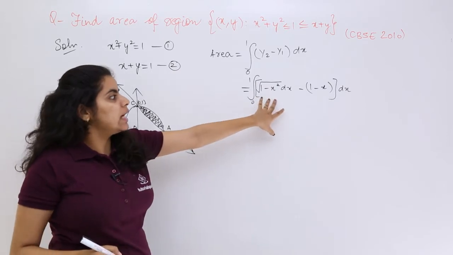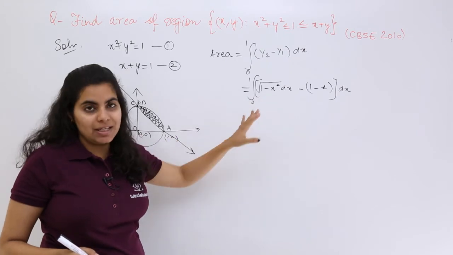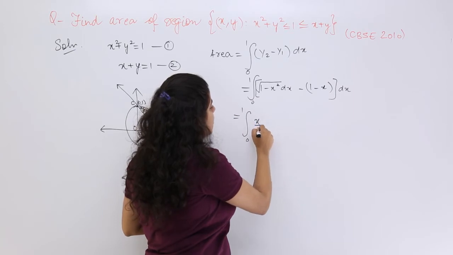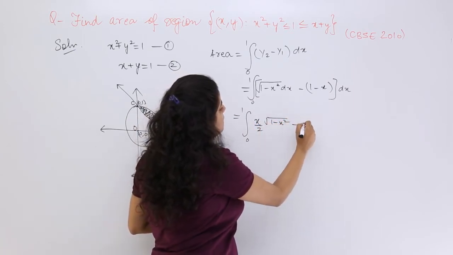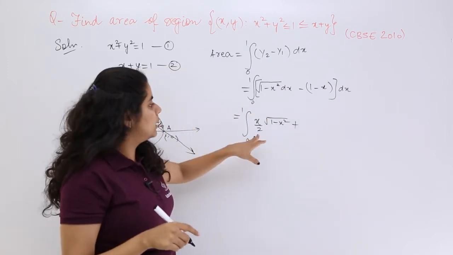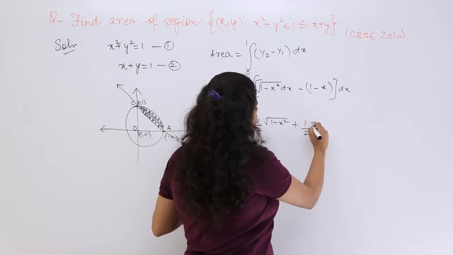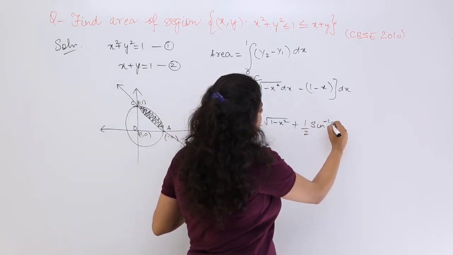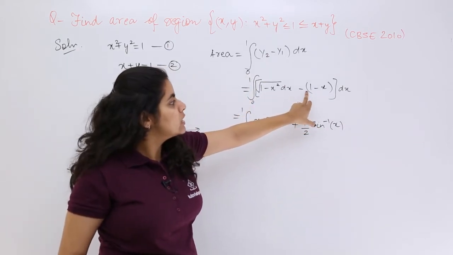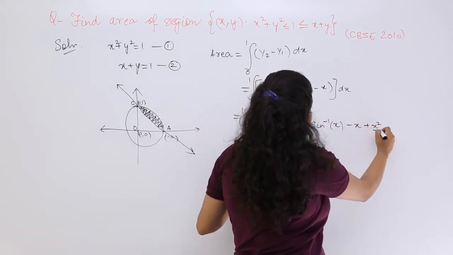Now as you see, this is a formulation, and the formula that we are going to use is for under root a square minus x square. You will be writing the formula, but here I am just using it. I am sorry, I just made something incorrect. It should be x by 2 under root a square minus x square plus a square by 2 sine inverse x by a, and here you have to also integrate the other part. So minus 1 integrated with respect to dx is minus x, and this should be plus x square by 2.